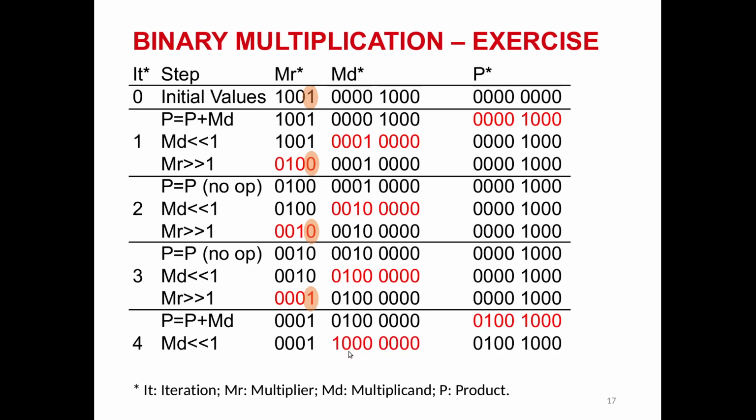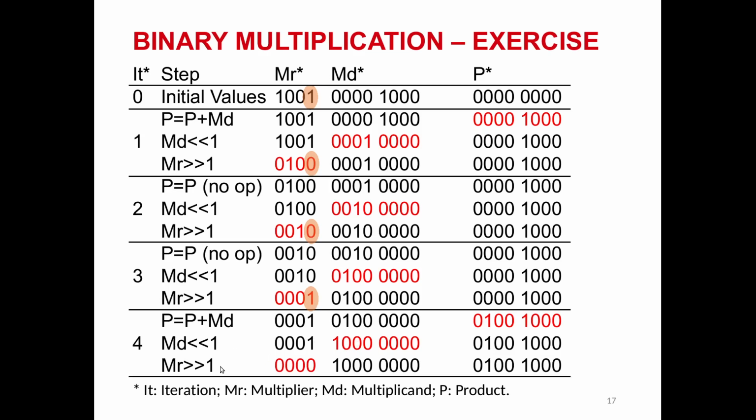And then we shift the multiplicand one bit further to the left, shift the multiplier one bit further to the right, but at this time we have already finished 4 iterations, which is equal to the number of bits of the multiplier, 4 bits. So we know that our algorithm will finish here, and we have the final product here, 0 1 0 0 1 0 0 0, and this value in binary is 72 in decimal.